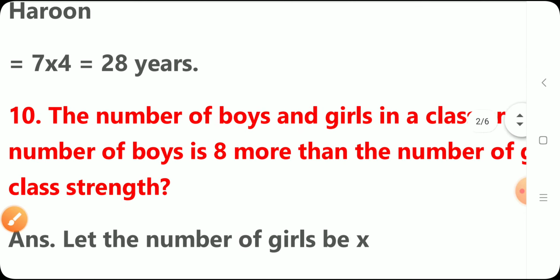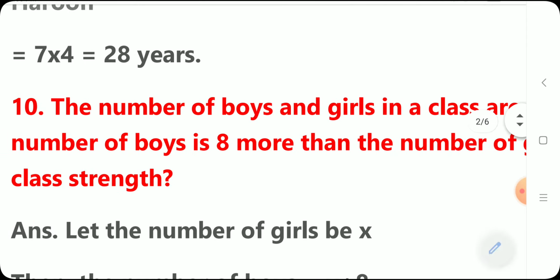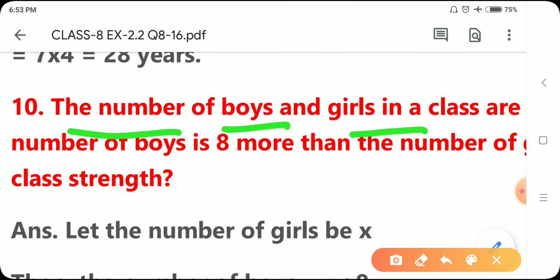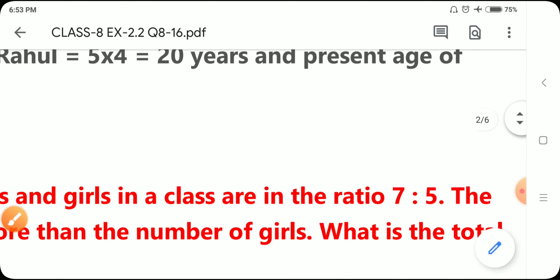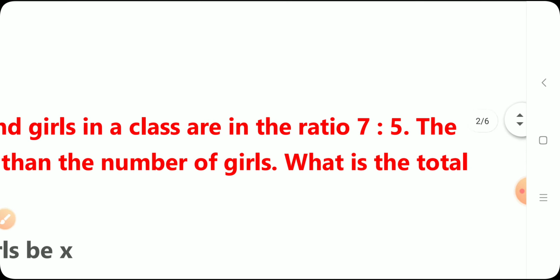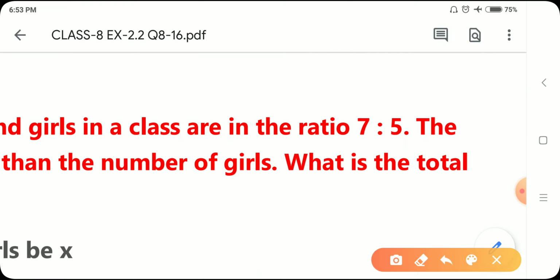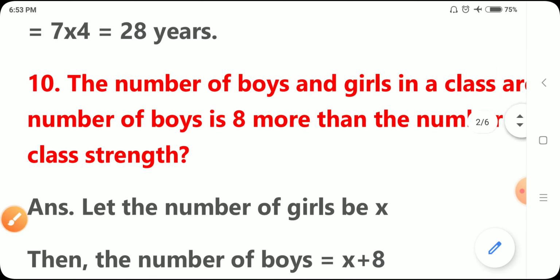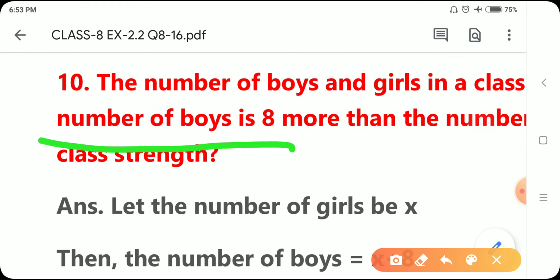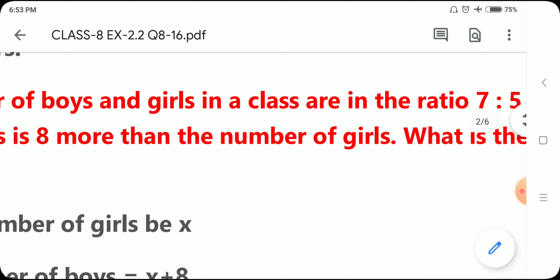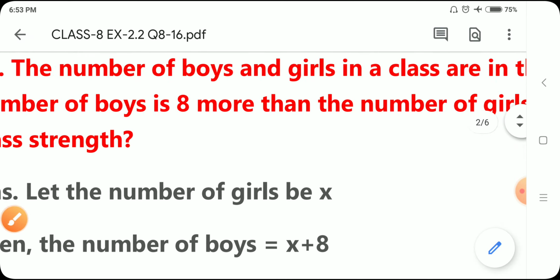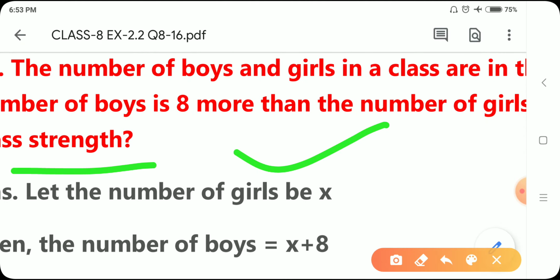So moving to the next question, question number 10. The number of boys and girls in a class are in the ratio 7:5. It is given that the number of boys and girls in a class is 7:5. The number of boys is 8 more than the number of girls. What is the total class strength? You have to find out the total class strength.